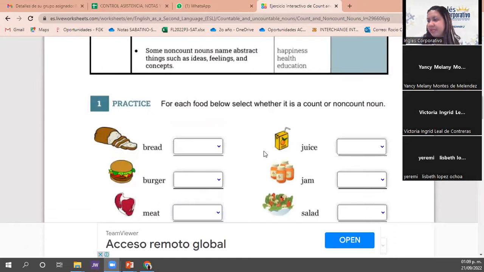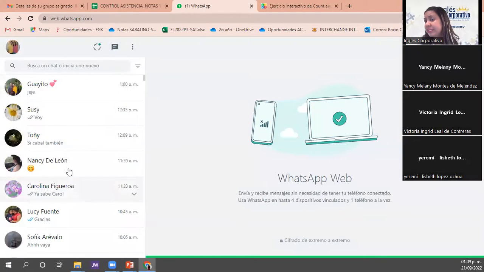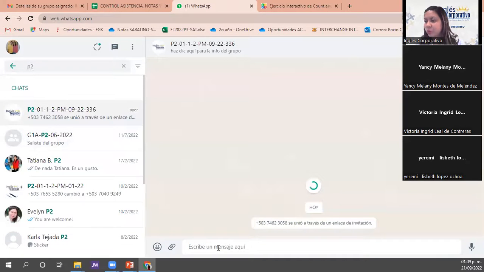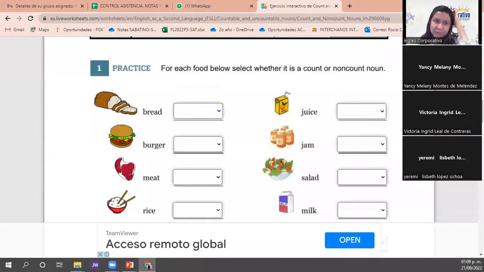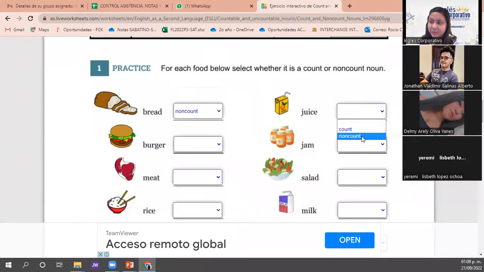And we have some examples here to practice. For each food below, select whether it is a count or non-count noun. I will share with you the link so that you can do it. If not, pay attention here during the class, and we're going to do it together. You are going to help me. For example, bread. Bread is count or non-count? Non-count. Okay. Juice? It's non-count. Okay. Burger.